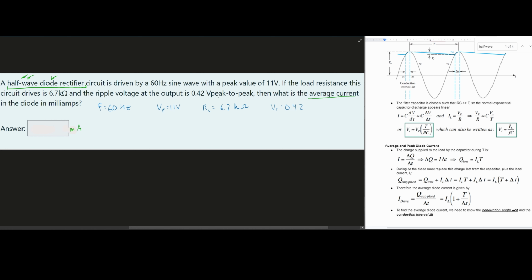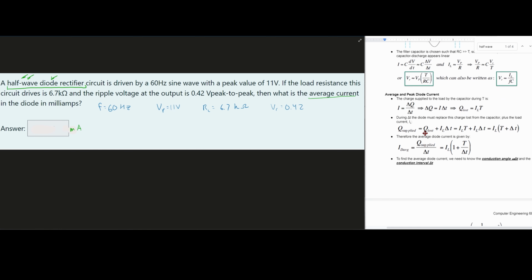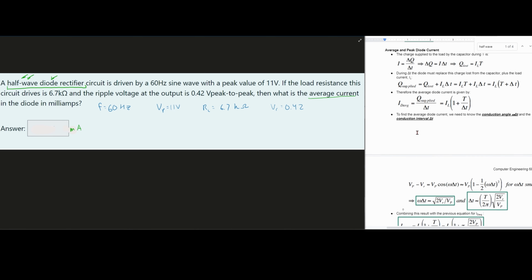peak to peak. Now don't get this confused with the other peak to peak. This is basically just saying we have this peak to peak value, and the voltage output is going to be 0.42 from the peak to the peak, so the entire time of it. That is something we don't want to get confused on. Now if we look at the notes right here, we know we want to find our average current.